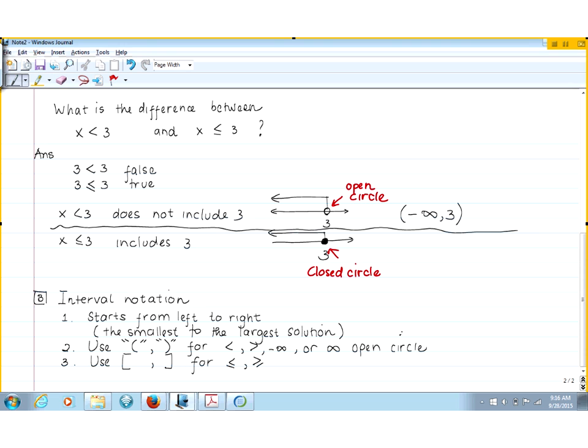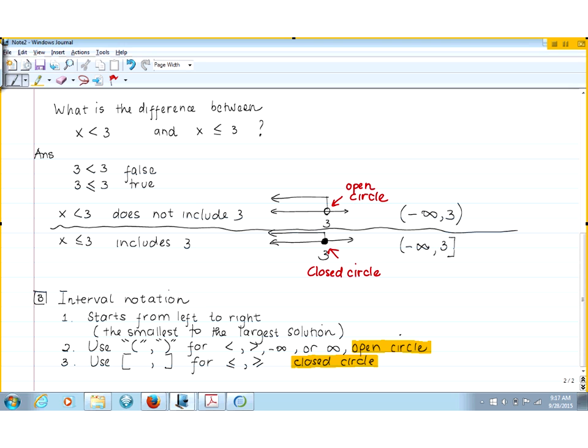Open circle. So anything open circle, negative infinity or infinity, we use parentheses. Okay. And anything with closed circles, we use brackets. All right. So bracket is for closed circle. Parentheses is for open circle. Now, what about the second one? What is the smallest solution here? Negative infinity, and for negative infinity, we always use parentheses. Comma, 3, and what do I use here?